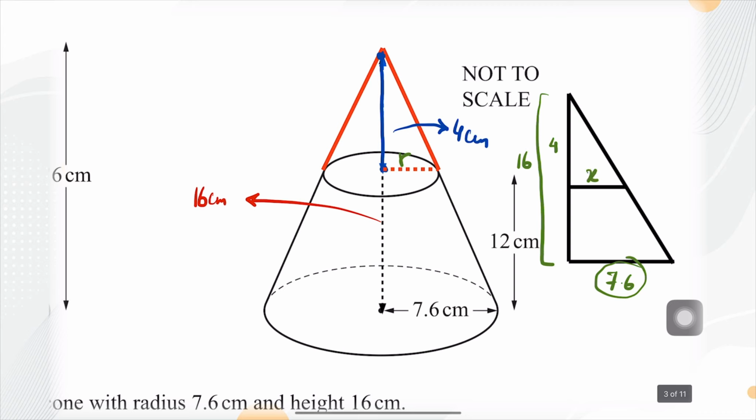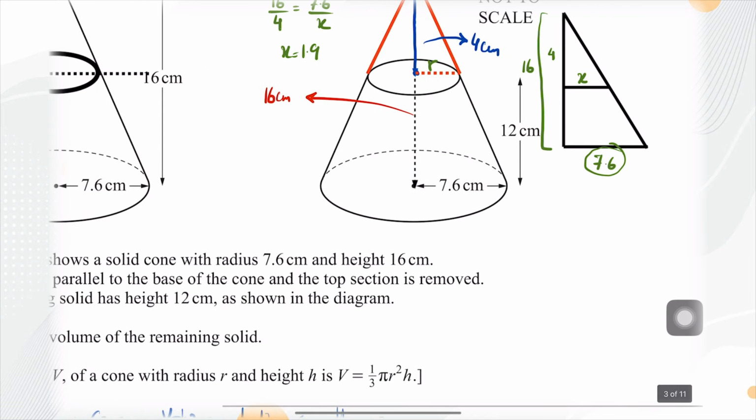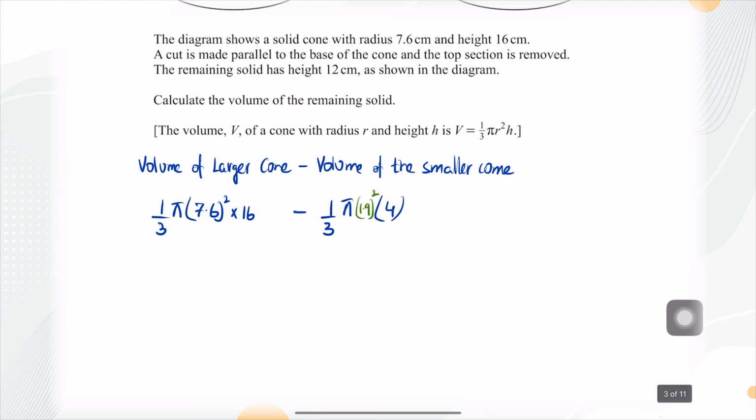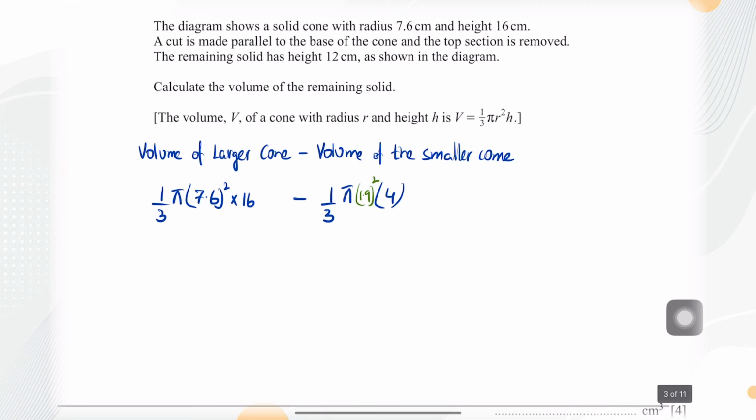So here's what you can do. 16 divided by 4, the ratio of the heights, is going to be the same as the ratio of the radii. If you cross multiply, 7.6 times 4 divided by 16, we're looking at 1.9. So x equals 1.9. That means now we have the radius of the smaller cone as well. Now it's just time to put it all together and we can have our final answer. Let's work this out and see what we get. This requires a decent amount of calculation. Here's one thing that I would suggest.